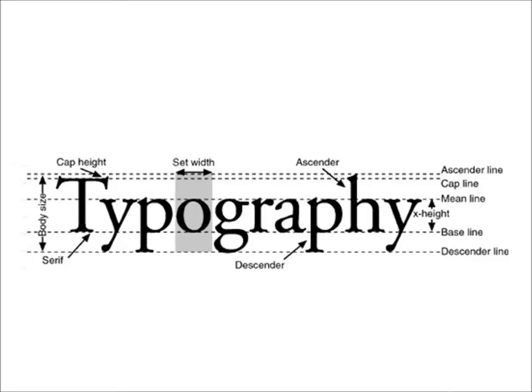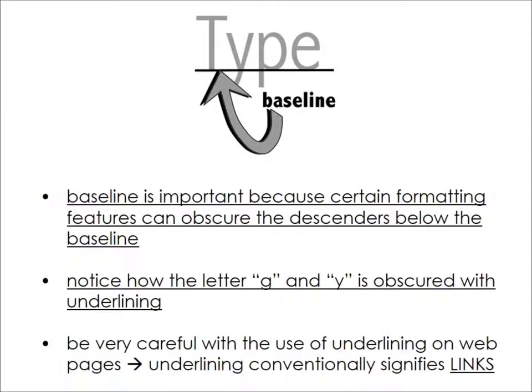Here's a basic anatomy of text graphic. Cap height is the height of the capital letters for a particular typeface. X height is the height of the body of the letters. Ascenders are elements of letters that extend above the mean line of the X height. And descenders fall below the baseline of the X height. Some typefaces have serifs on them, or the little extra detail or tails on some of the letters.